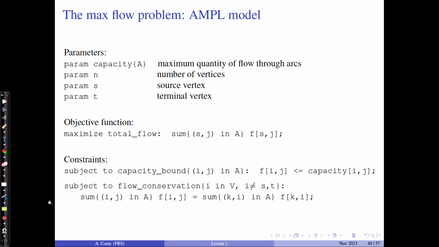So with this constraint, we make sure that we are not exceeding the flow that we can send through each arc, and that we are not losing or creating flow from nothing.